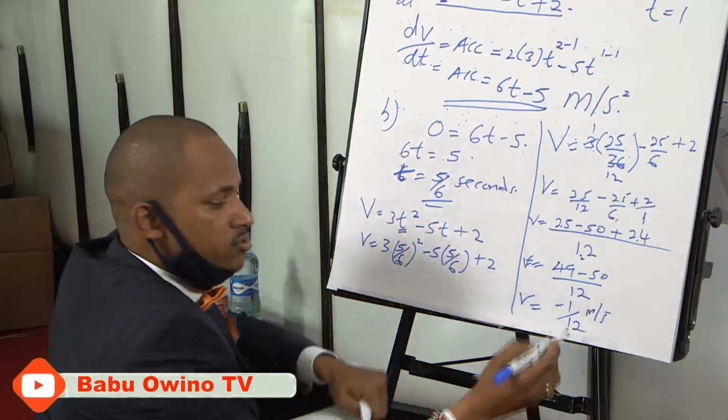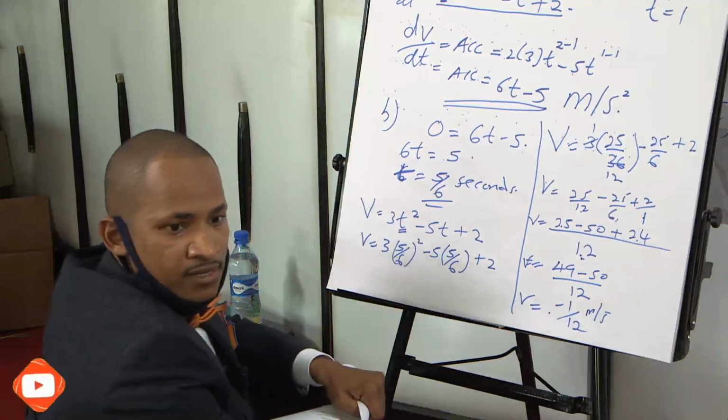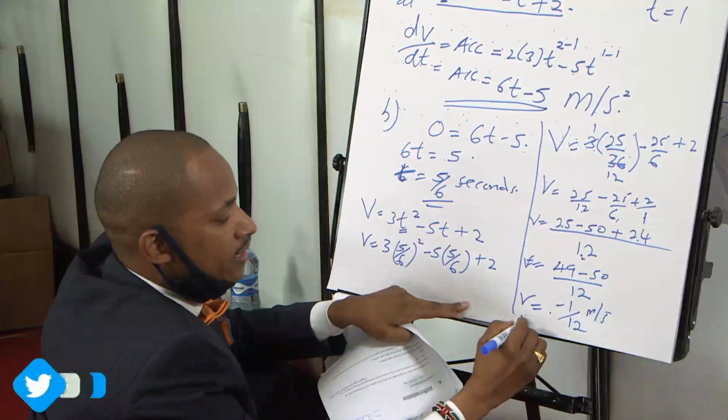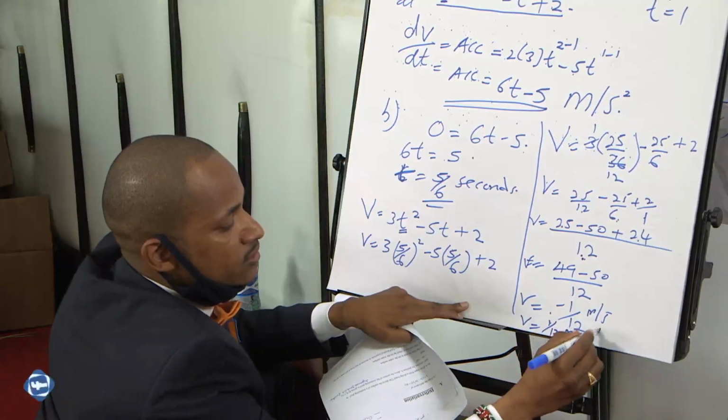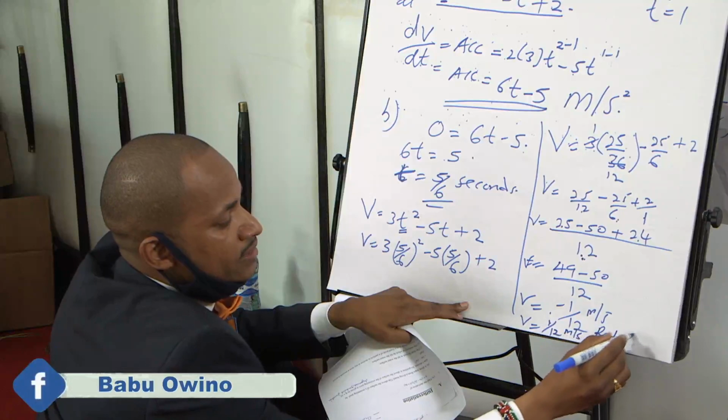And remember, I told you when the velocity is negative, it means that the body is retarding. So you write velocity is 1 over 12 meters per second, but you write retardation.